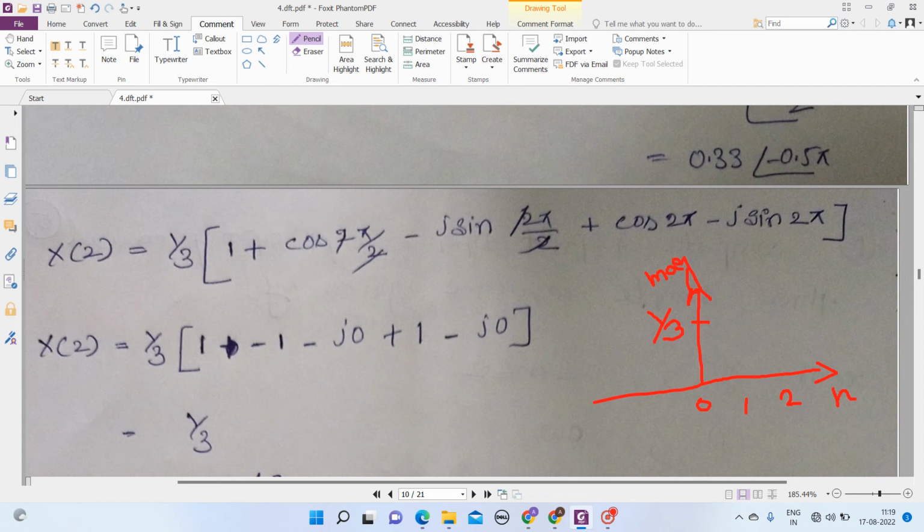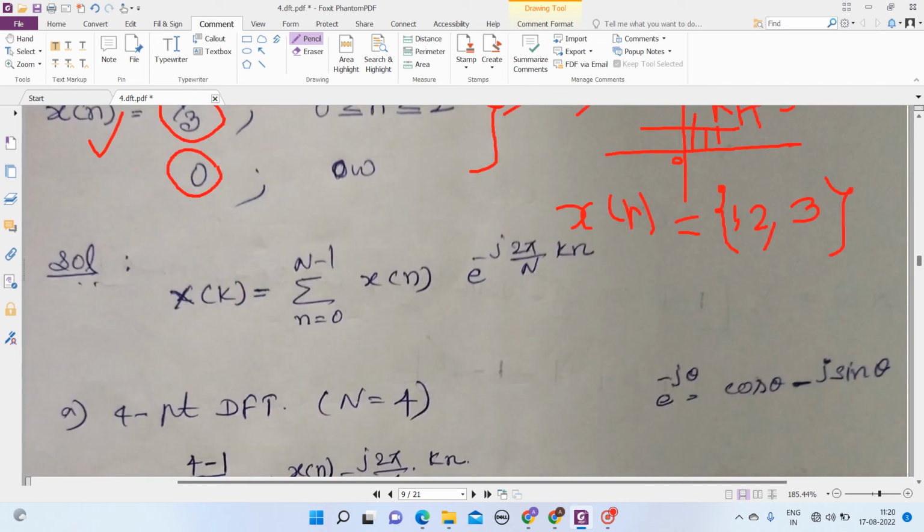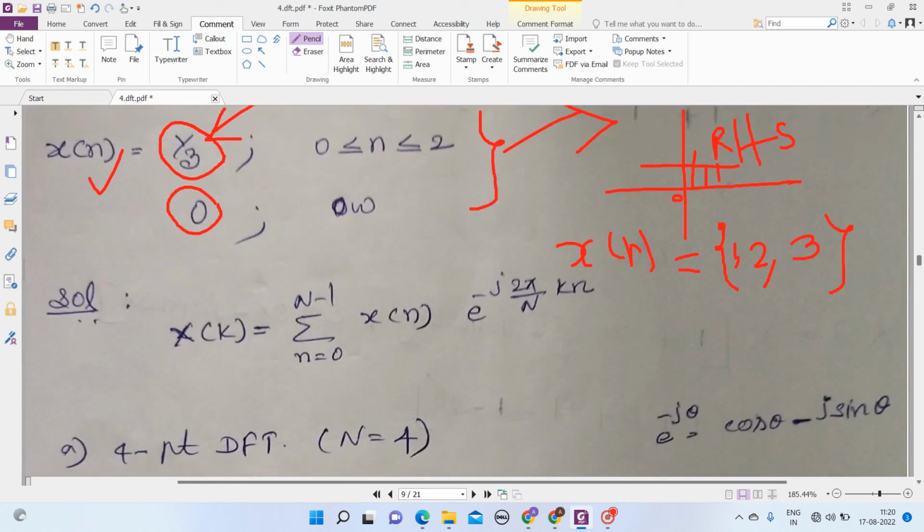Don't worry, just see this problem. For 0, the magnitude is 1 by 3. For 1 also, the magnitude is 1 by 3. For 2 also, the magnitude is 1 by 3. If it is 3, the magnitude is 0. If it is 4, the magnitude is 0. If it is minus 1, the magnitude is 0, and so on. This is the graphical representation of this functional representation of the problem.